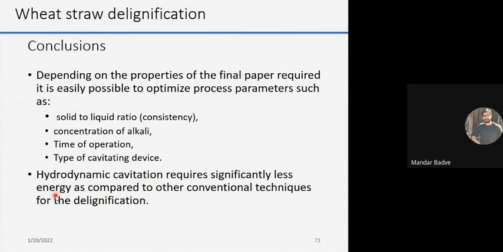Obviously, depending on the properties of the final paper required, it is easily possible to optimize the process parameters such as solid to liquid ratio, concentration of the alkali, time of operation, and type of cavitating devices. Because that was a very preliminary study, we just wanted to see what type of paper we get. So these parameters were not varied, but one can vary these parameters and get paper of different properties based on the final application, right? And obviously cavitation requires significantly less energy as compared to the other conventional techniques for delignification.